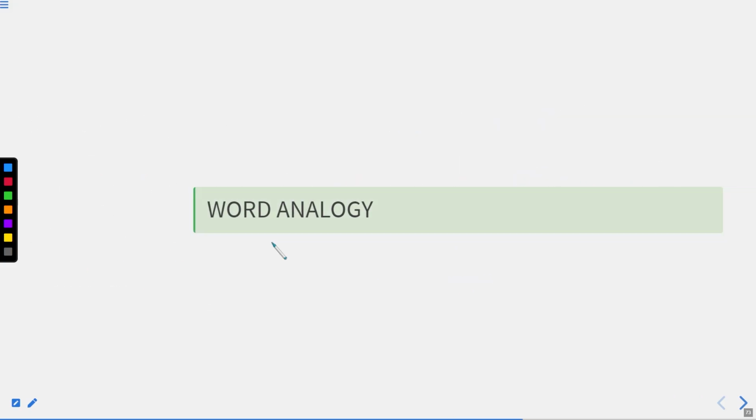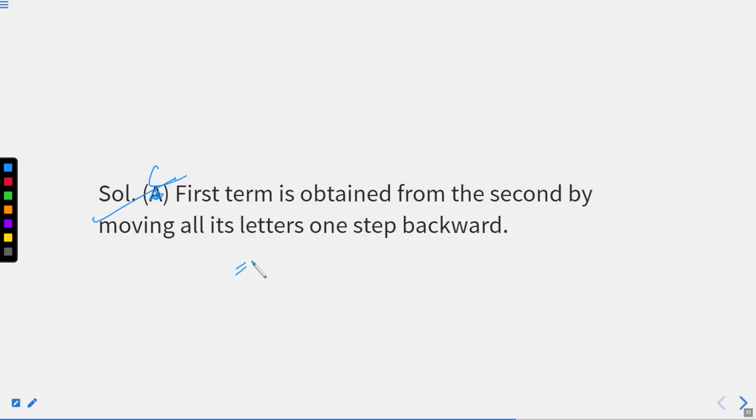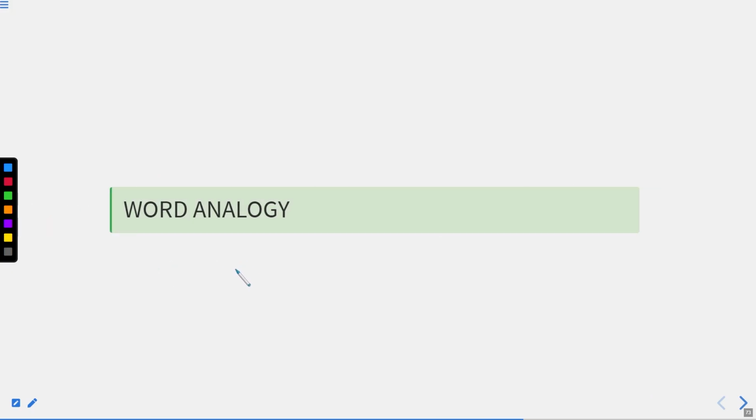Now we have completed the letter analogy. Now we are going to deal with the next part, that is word analogy, in which certain words are given and explain something, you have to find the relation and implement the same in the answer part as well. I hope you are ready with this part as well.